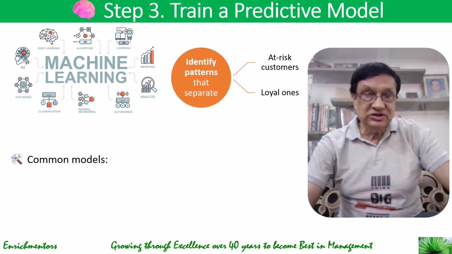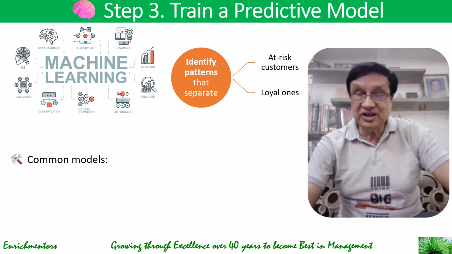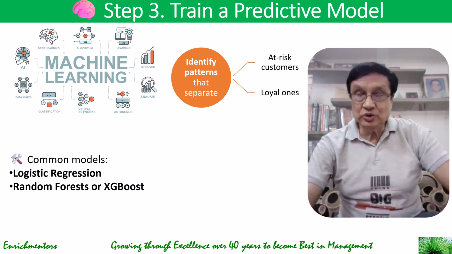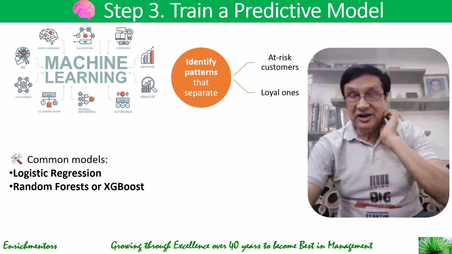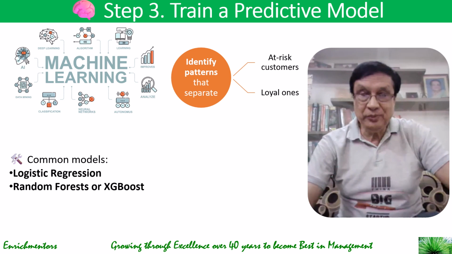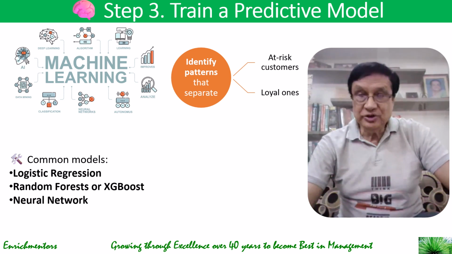And the common models that you can use are logistic regression, which can predict the probability of churn, simple and interpretable. Then there are random forest and XGBoost, which can capture non-linear interactions and variable importance. Then the most sophisticated are neural networks. They are useful for very large and complex data.